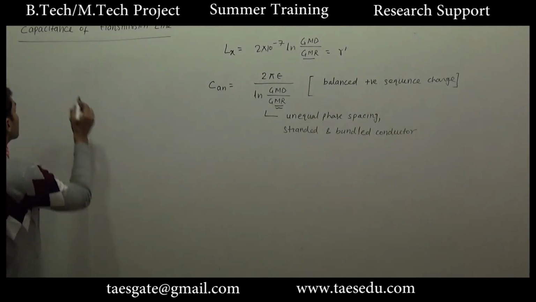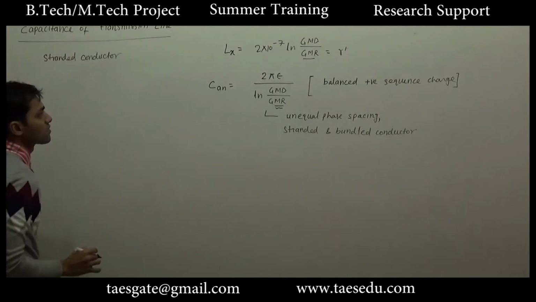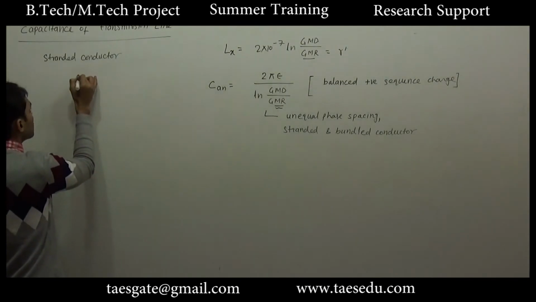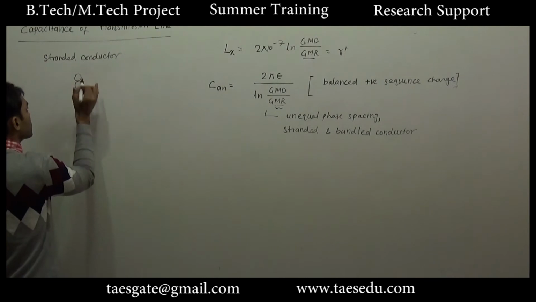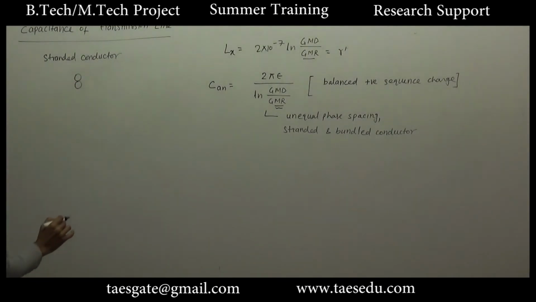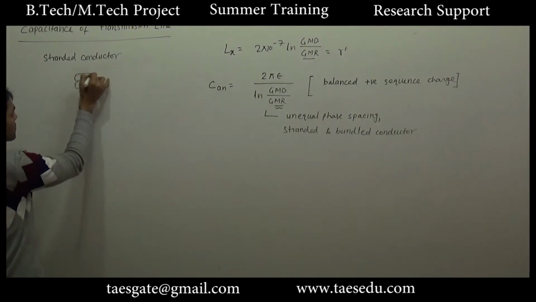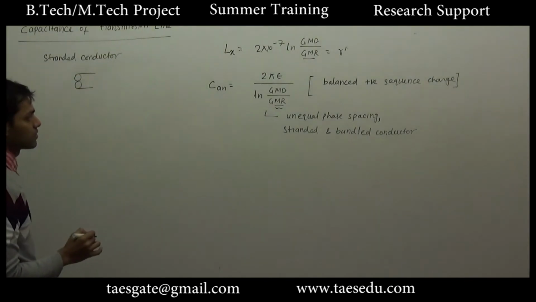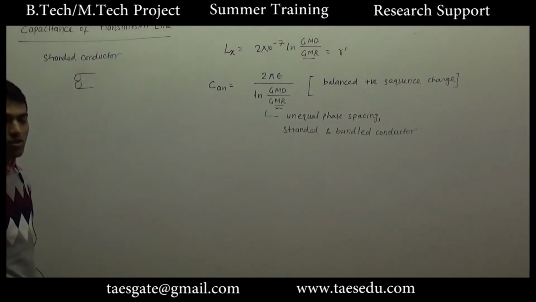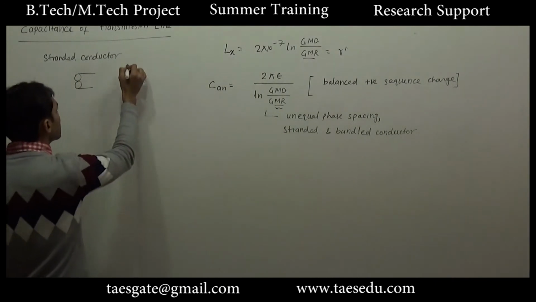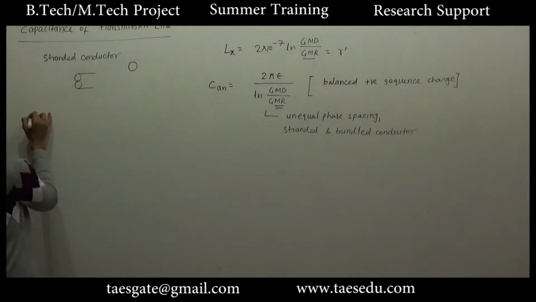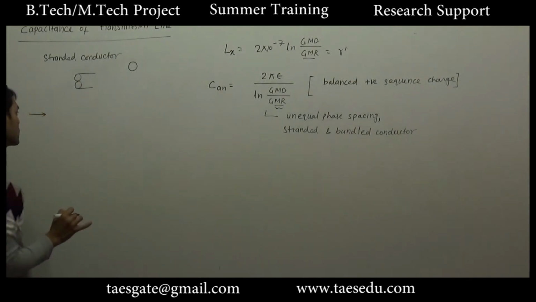For stranded conductors, in one conductor there will be 2 or more subconductors. So in that case, we apply the same formula as the case of a single conductor, but we will have to take some approximations.